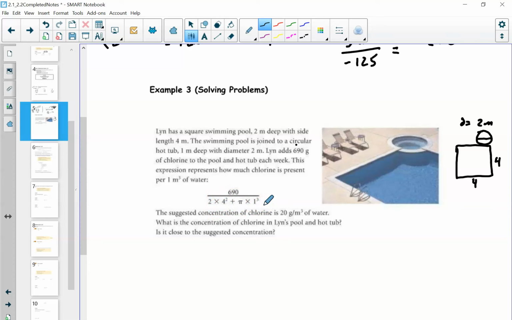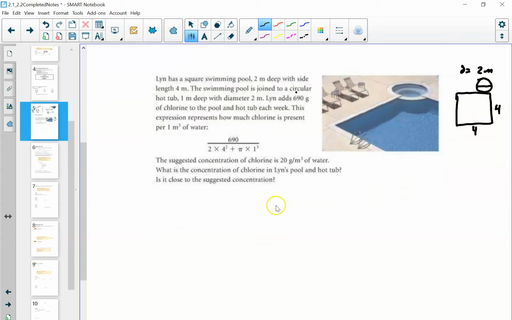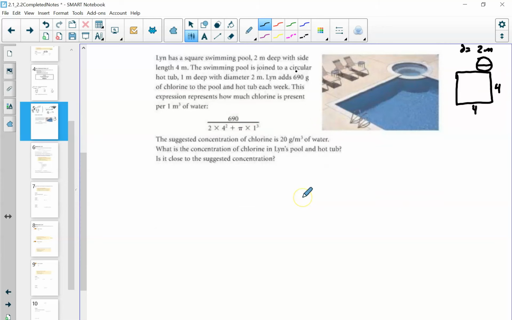The suggested concentration of chlorine is 20 grams per meter cubed. What is the concentration of chlorine in Lynn's pool and hot tub? Is it close to the suggested concentration? So basically we're saying she put 690 grams into the pool and hot tub. Did she put enough in? Did she put too much in? We got to check that because that's important. You don't want to have too much chlorine in your pool and your hot tub, and that's what bleaches your hair and makes you smell and gets your eyes all red. So you got to make sure we got the right amount of chlorine.